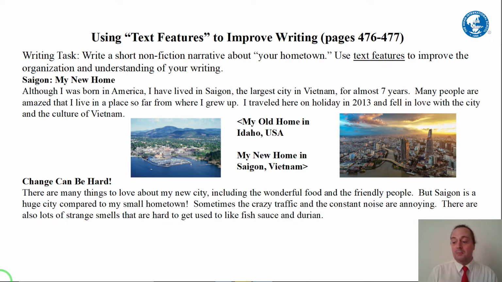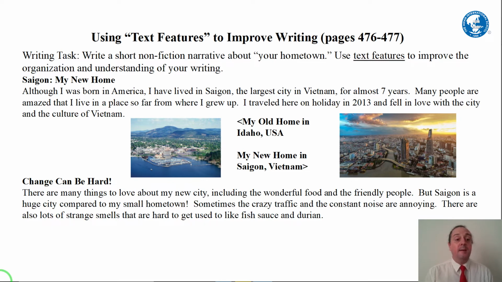Saigon, my new home. Although I was born in America, I have lived in Saigon, the largest city in Vietnam, for almost 7 years. Many people are amazed that I live in a place so far from where I grew up. I traveled here on holiday in 2013 and fell in love with the city and the culture of Vietnam.